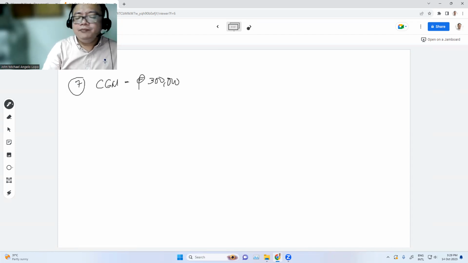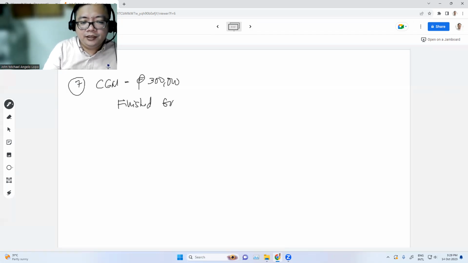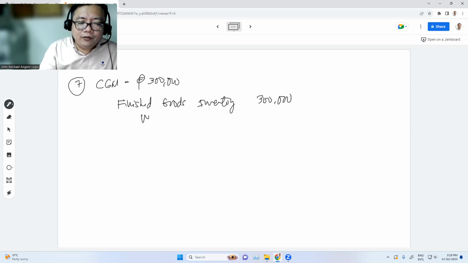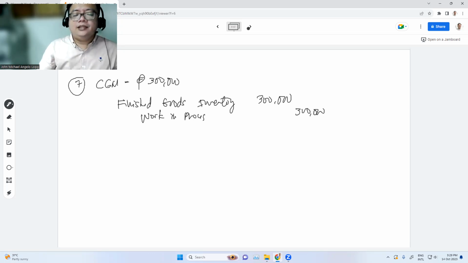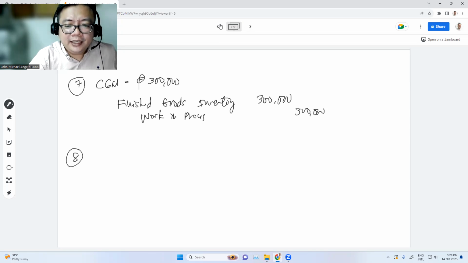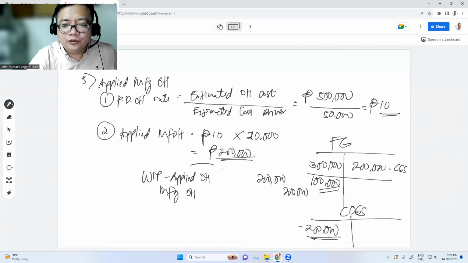What is the entry here? We debit here our finished goods inventory. Magkano yan, class? 300,000. And we have our work in process, which is at 300,000. Number 8. What if naman yan ay to be transferred na sa ating cost of goods sold?